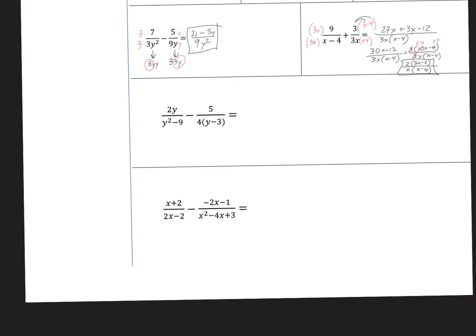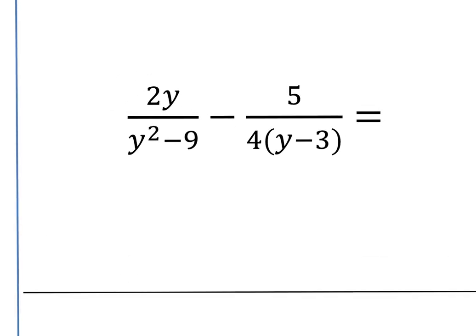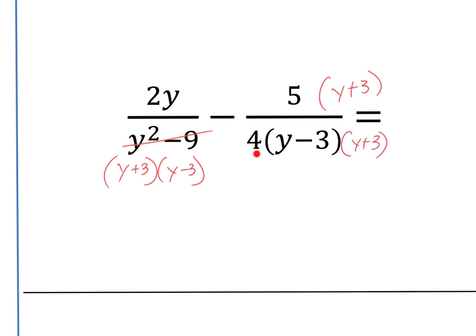All right, let's do one more here. What do you think your common denominator is going to be? So what we want to do is think about prime factorization here. Remember, y squared minus 9, that's really a difference of squares. So that's y plus 3 times y minus 3. And so they both have a y minus 3 in them. So what else do we need? We're going to need to multiply this one. It's missing the y plus 3. So we're going to multiply this by y plus 3 over y plus 3. And then this one, we have a 4, so we're missing a 4 over here. So we're going to multiply this one by 4 over 4.